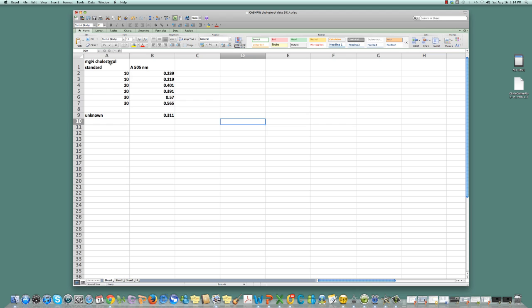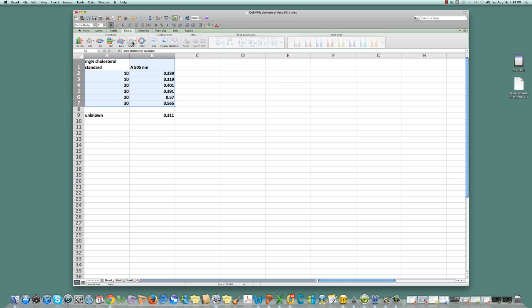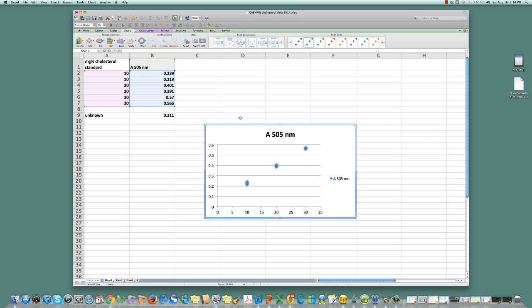So in an Excel spreadsheet, I've put in 2 columns. In this column, we have the milligram percent of our cholesterol standards, of our known, and then we have the resulting absorbance at 505 nanometers. To make a graph, simply select this area, and then up here, we're going to select chart, and we are going to put in a scatter chart. Click on that, and it's going to be marked scatter, and here we have it already.